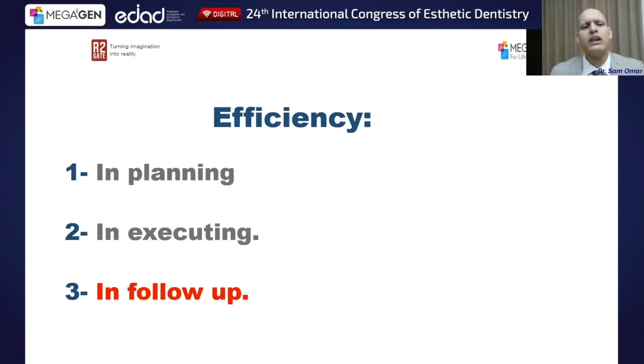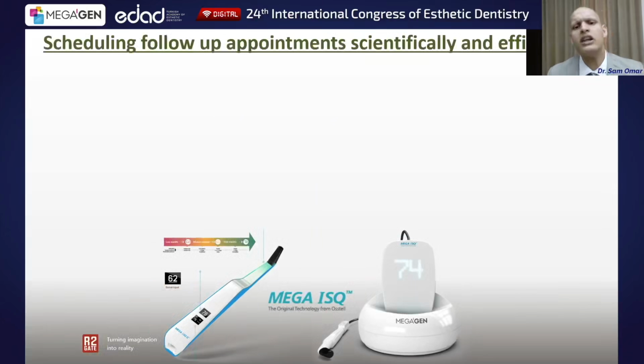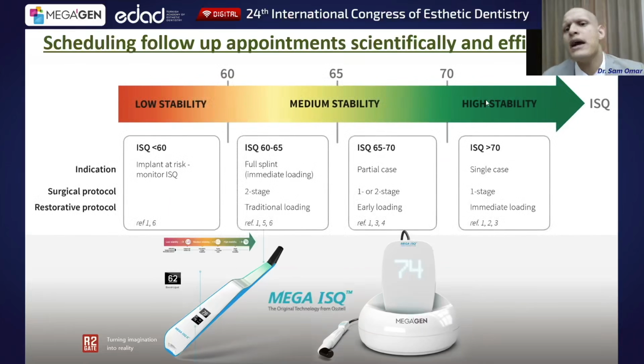Now, let's talk about efficiency in follow-up and how could we also be efficient after we finish our treatments. So let's talk a little bit more about ICU and how can we schedule the follow-up for the patients scientifically and efficiently. So as we mentioned previously, if we get high stability, like above 70, from 70 to 75, if we have a single case, we could do immediate loading as we previously mentioned.